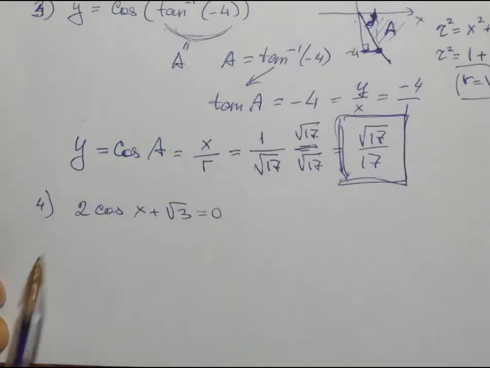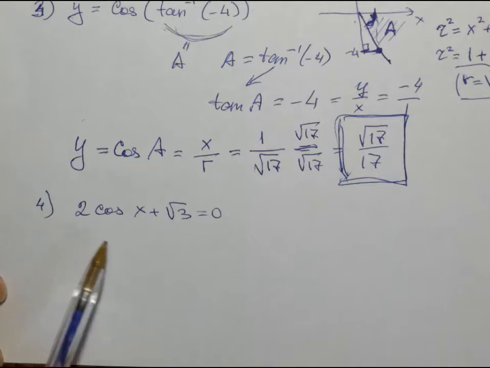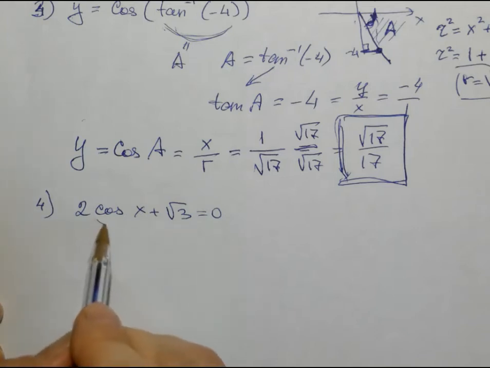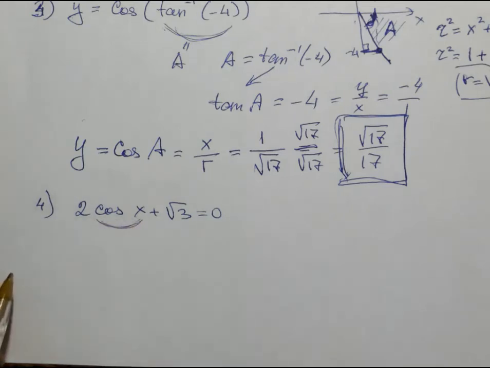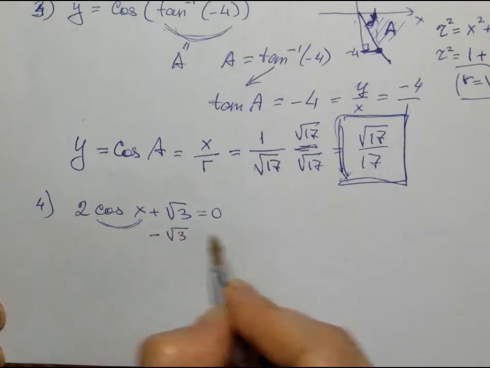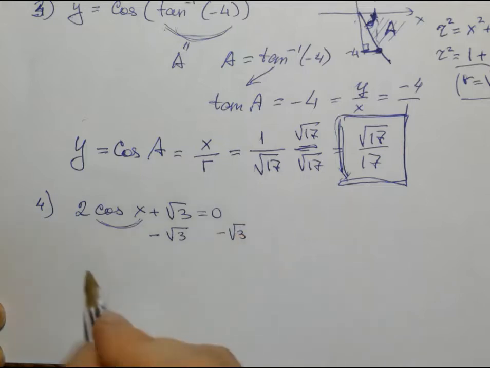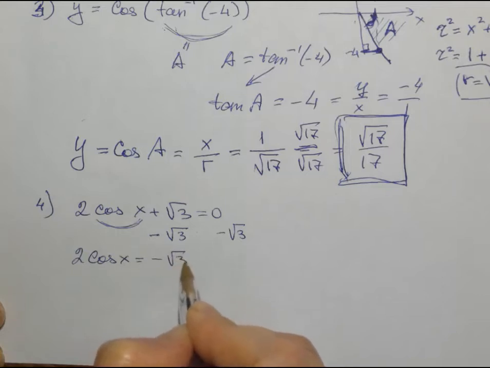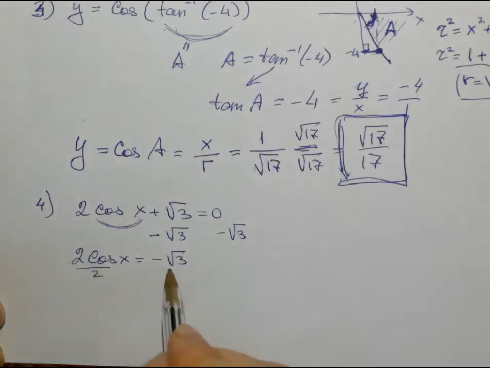Now let us solve the equation 2 cosine x plus square root of 3 equals 0. First step, we must isolate the trigonometric function. For this purpose, we subtract square root of 3 from the left and from the right. 2 cosine x equals negative square root of 3. Then we divide by 2 on the left and on the right. Cosine x equals negative square root of 3 over 2.